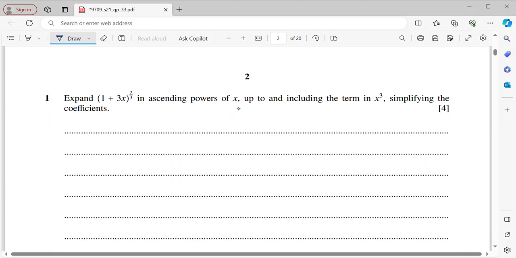Now, question number 1. Expand (1 + 3x)^(2/3) in ascending powers of x up to and including the term in x cubed, simplifying the coefficients.